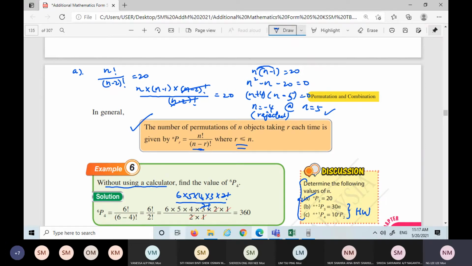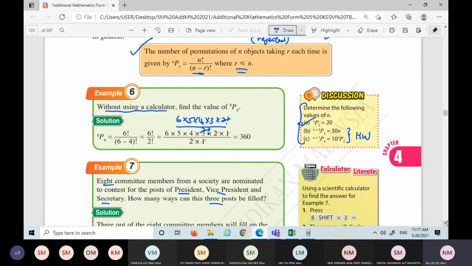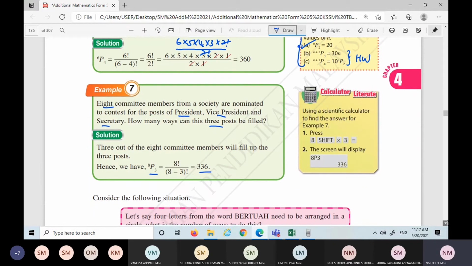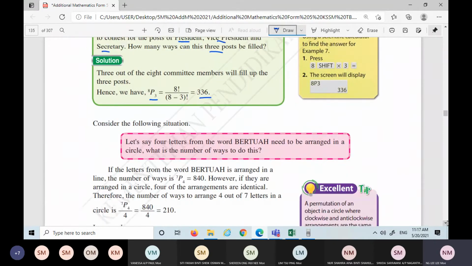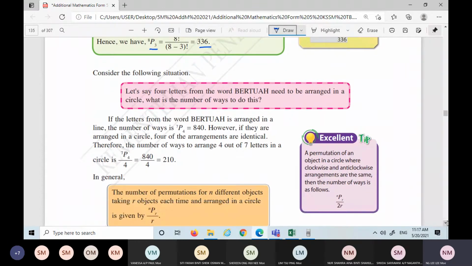Next. So n objects taken r at a time. Okay, so continue.